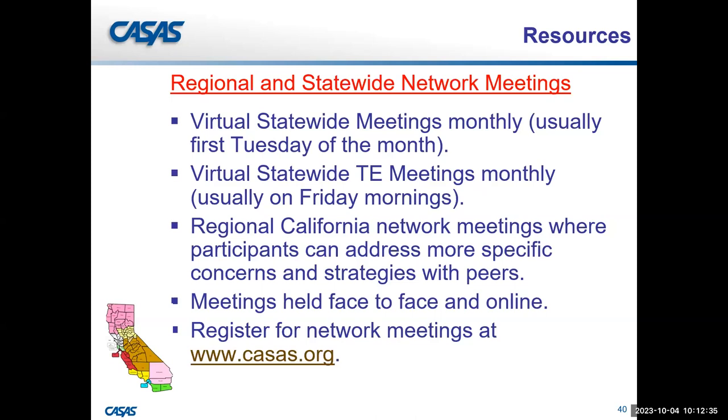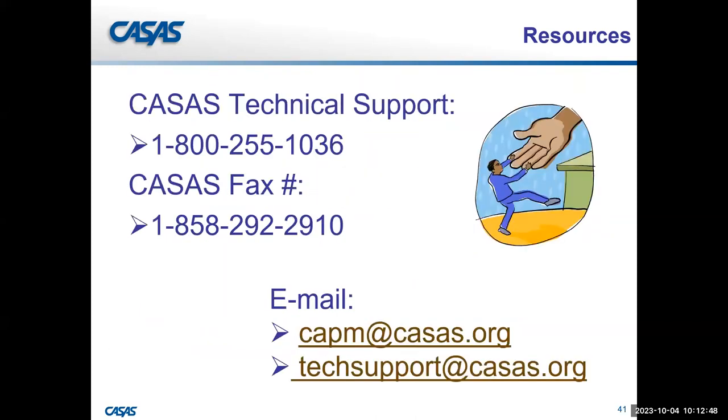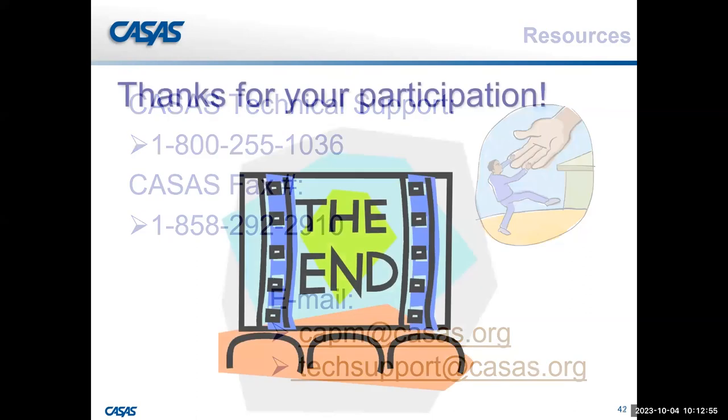We also have several regional meetings. We've tried to move more regional meetings in person. Lots of different meetings available. You can look on our website or that CA Adult Ed training for the schedule. Finally, we've got CASAS phone numbers, CASAS email address, and I think that's it.